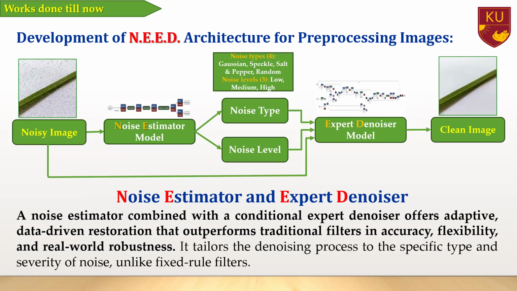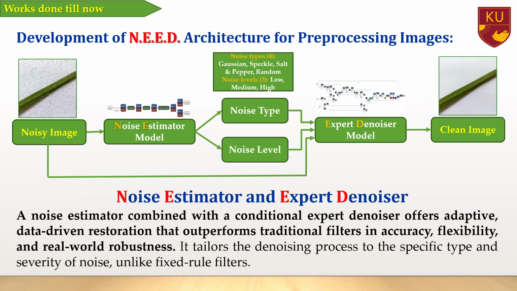That means we have two models, as you can see in the diagram. One is the noise estimator model, and another is the expert denoiser model. This is a simple classification model, the noise estimator model. It will estimate the type of noise and level of noise. It is a classification model which will find out whether there is a noise, and if there is noise, what type of noise there is, and what is the intensity of the noise.